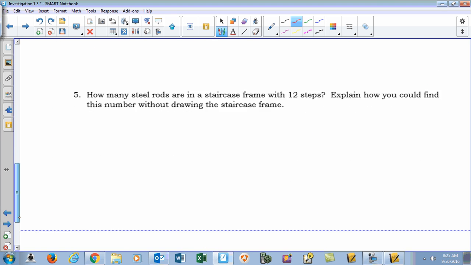All right, so let's see how we can figure this out now. Because with the truss, we had to come up with a structure larger than what we were given, right? Well, we're going to do the same thing here. So how many steel rods are in a staircase frame with 12 steps? In your picture on the other side, they've gone up to 3, right? And in your table, I should say, they've gone to 8. That's the highest number of steps that you've seen. So again, without drawing the frame, how could you figure out how many rods are in a 12-step staircase?